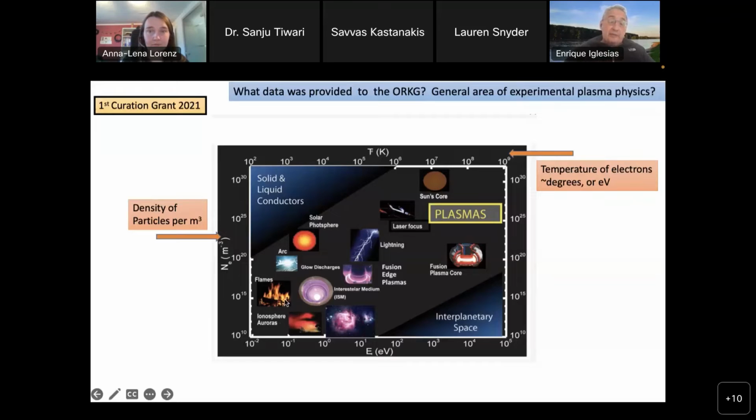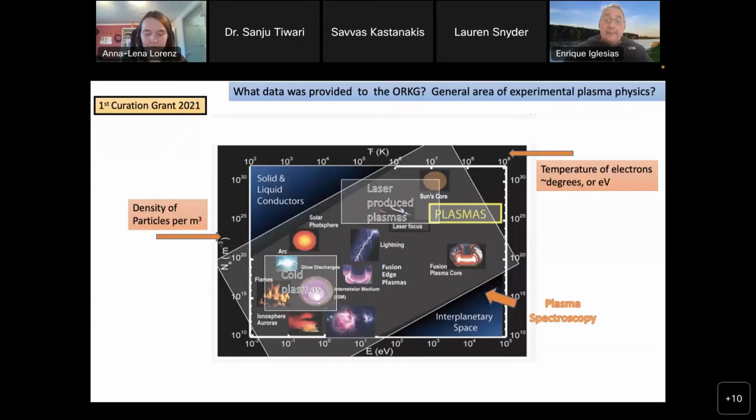I'm presenting many of them here: flames, the ionosphere, auroras, the sun that you look at, lightning bolts, and devices made here in laboratories that are oriented to solve a probable energy future. All those are plasma. In fact, there is this quote that says 99.9% of the universe that we know is a plasma.